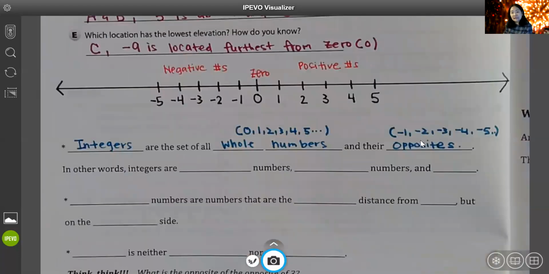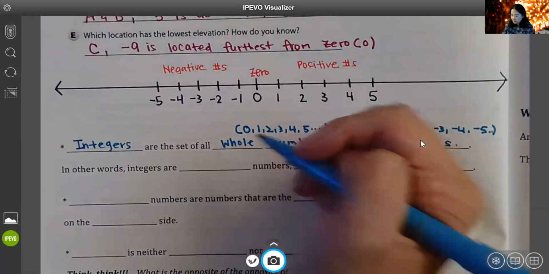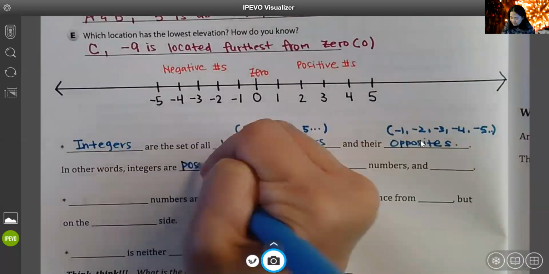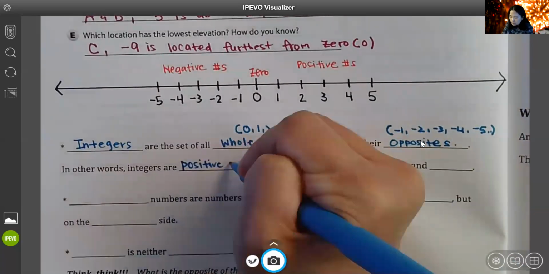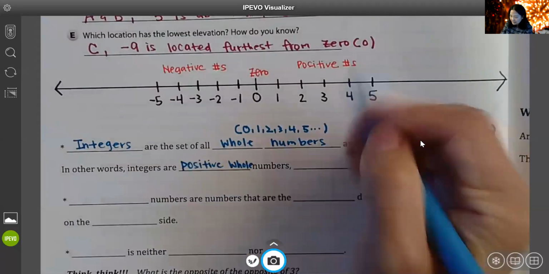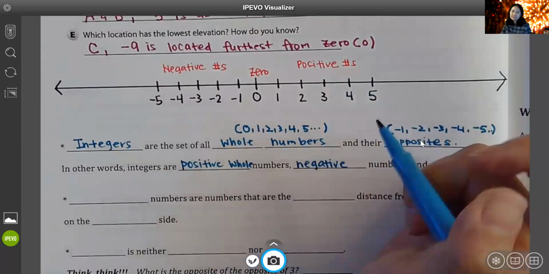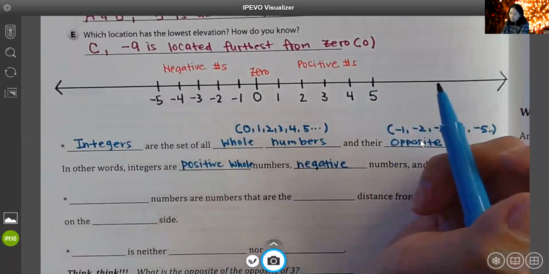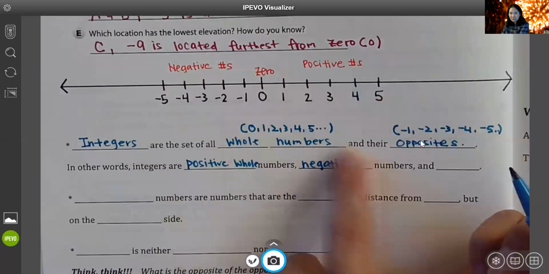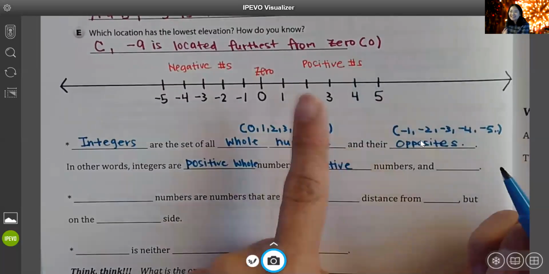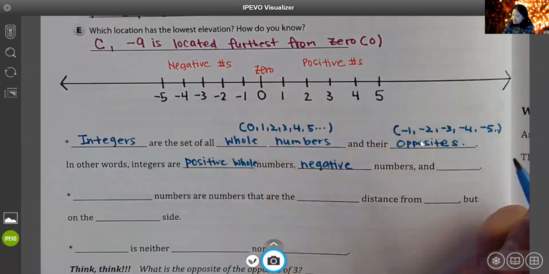All right. In other words, integers are positive whole numbers, negative, technically whole numbers, but I'm not going to put whole numbers here because technically whole numbers cannot be negative. So those are integers, and 0.